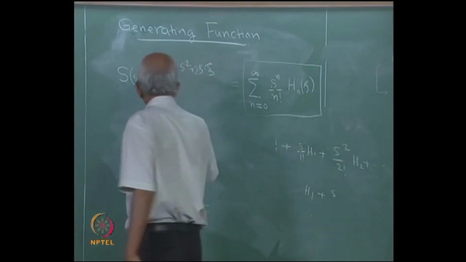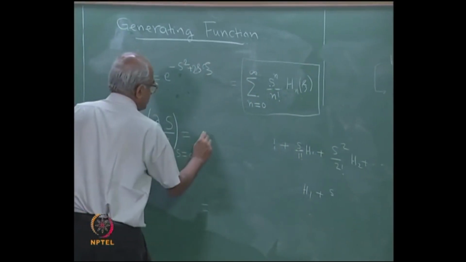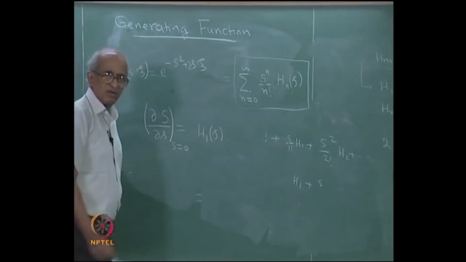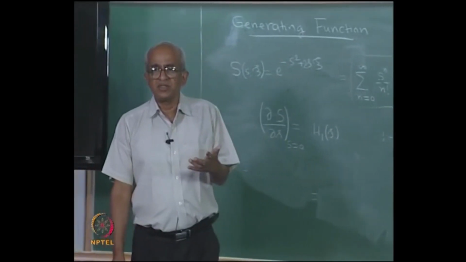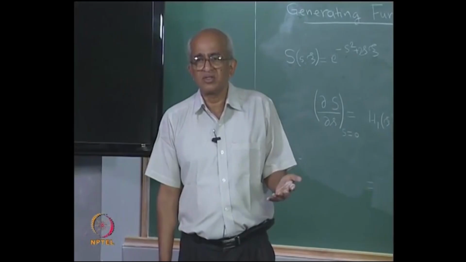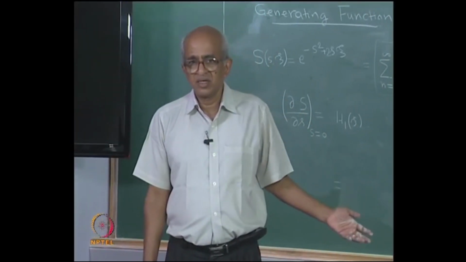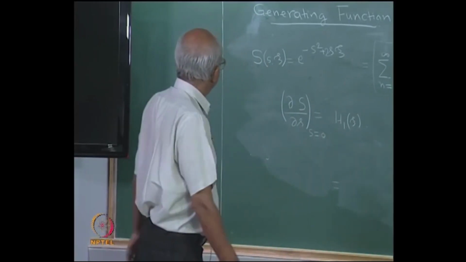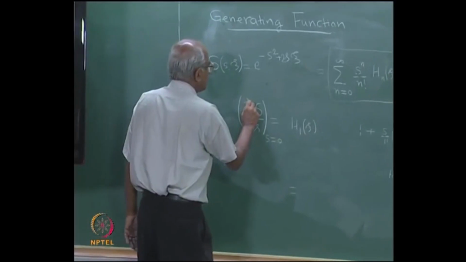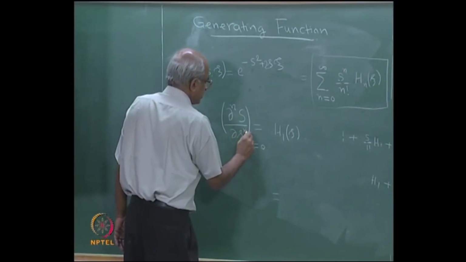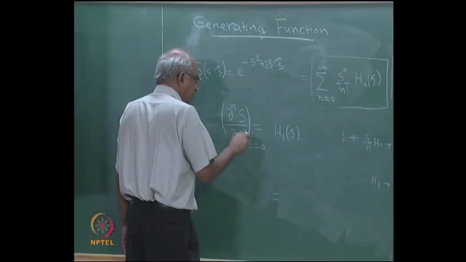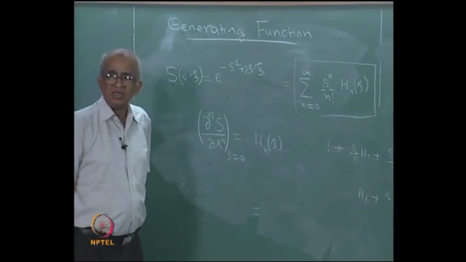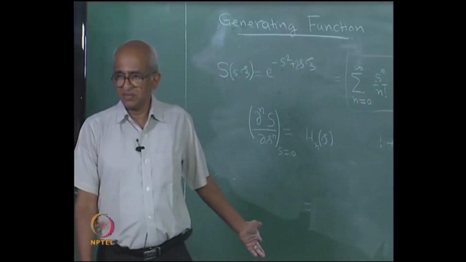So, therefore, if you differentiate once with respect to s and put s equal to 0, you are going to get h1 of c. If you differentiate it 2 times with respect to s and put s equal to 0, what will you get? You are going to get h2. Differentiate n times and put s equal to 0, what will happen? You will get hn, right. So, that is a nice thing.